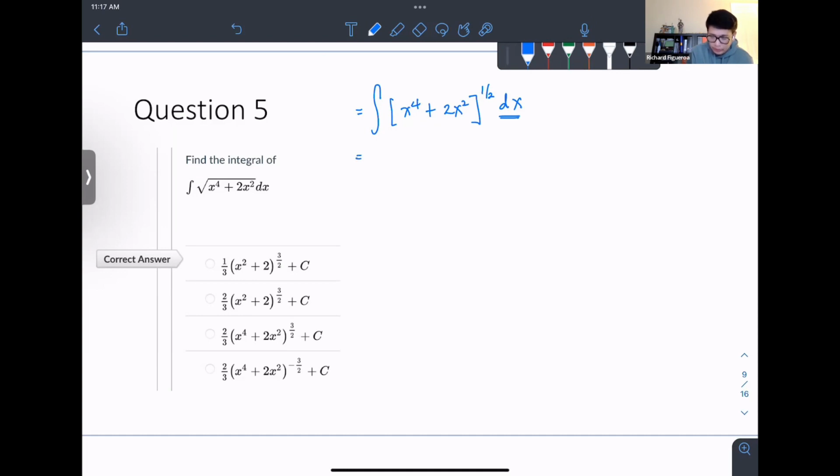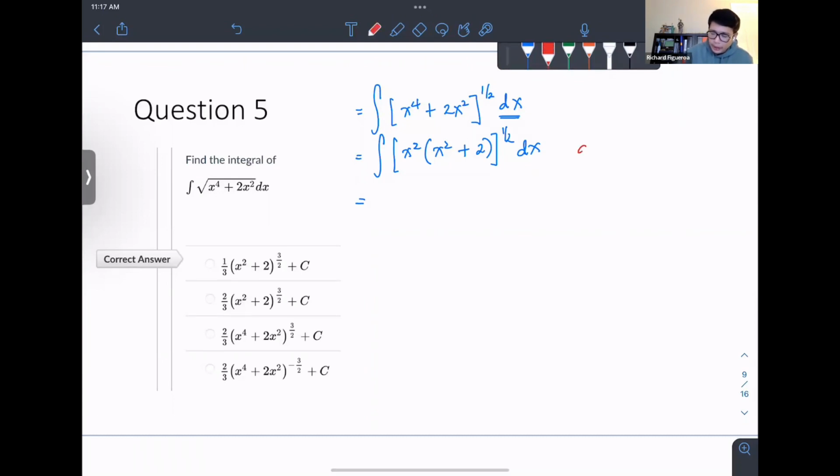But as you can see here, the function inside is factorable. x to the 4th and 2x squared, its common factor would be x squared. So x to the 4th divided by x squared is x squared, plus 2x squared divided by x squared is 2, then raised to 1/2 dx. Afterwards, we have the product of x squared and x squared plus 2, and both are raised to 1/2.